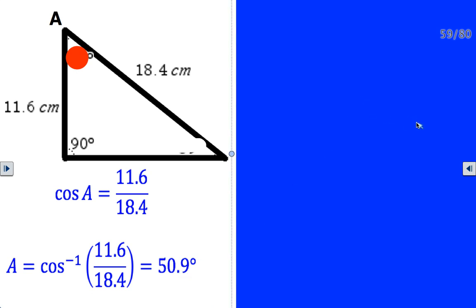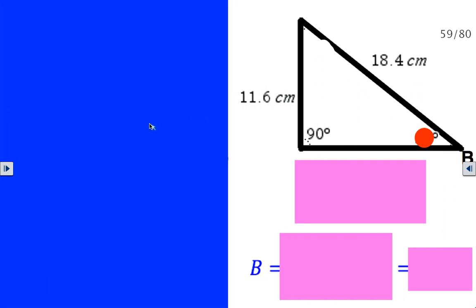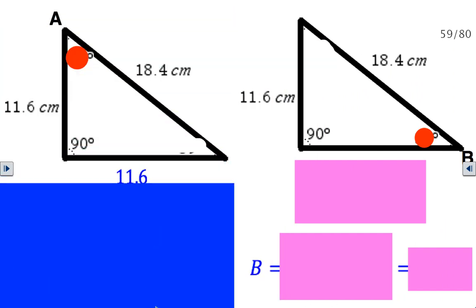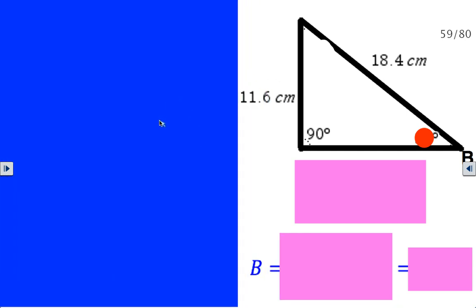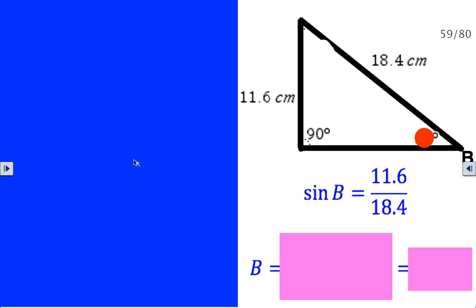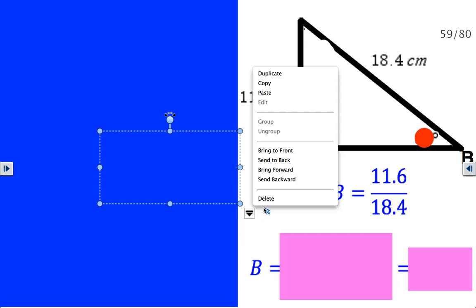Some versions of the test will have the same kind of setup. Notice your triangle measurements are set up the same, but some of them you'll want to find angle B that's over here, and you have this side measurement and this side measurement. So instead of using your cosine trig ratio, you're going to use your sine trig ratio. So you'll have sine B equals 11.6 divided by 18.6.